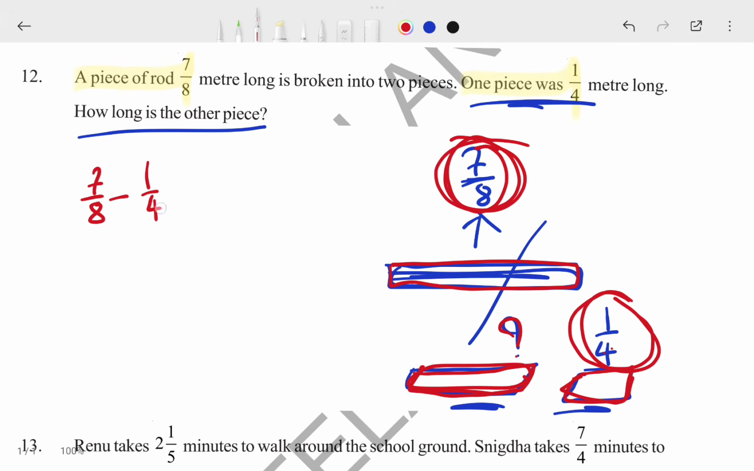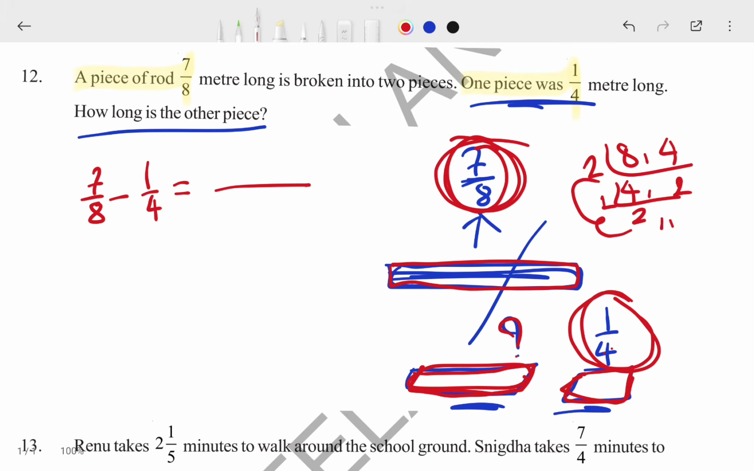Okay, if you take the LCM of 8 and 4: in the 2 table, 4 is 2 times, 8 is 4 times. The LCM is 8 only. In the 8 table, 8 is how many times? Only 1 time. So 7 into 1 is 7, minus. In the 4 table, 8 is how many times? 2 times. So 1 into 2 is going to be 2.